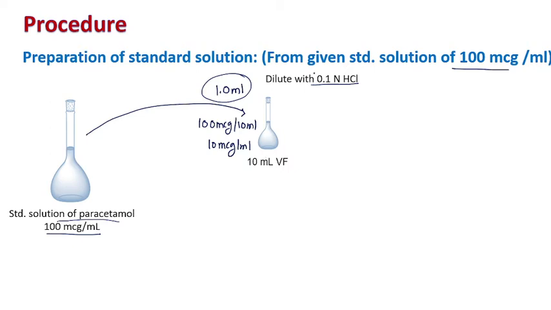Now we will move further, and from this flask, after mixing properly, again we will pipette out exactly 1.0 ml and dilute again with 0.1 normal HCl. So again the final volume is 10 ml. 1 ml contains 10 micrograms, and 10 micrograms are present in 10 ml, so the concentration here will be 1 microgram per ml. So this is the concentration of our final dilution of standard paracetamol prepared in acidic pH. Now you can name this as flask A.